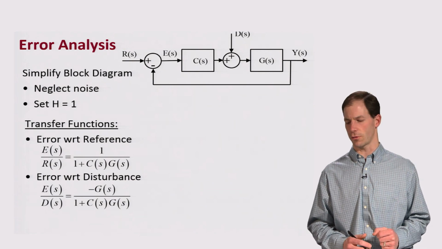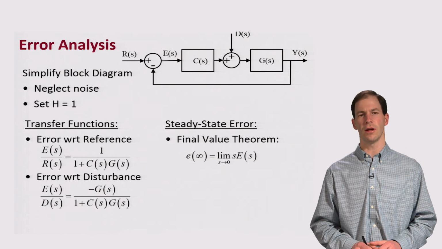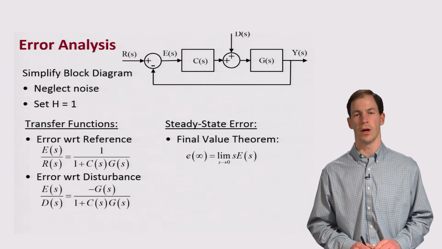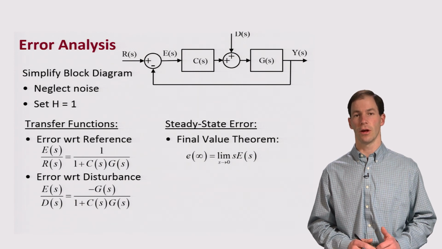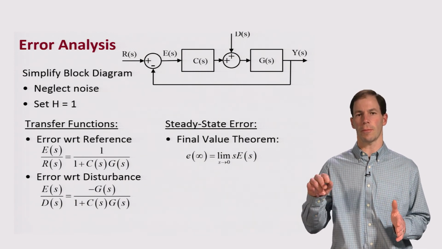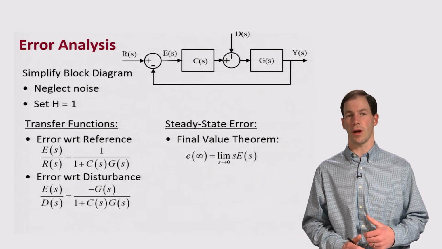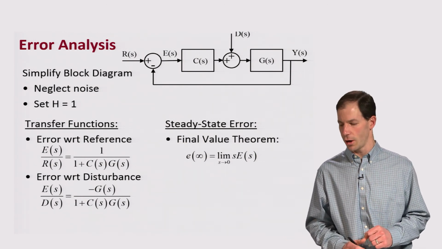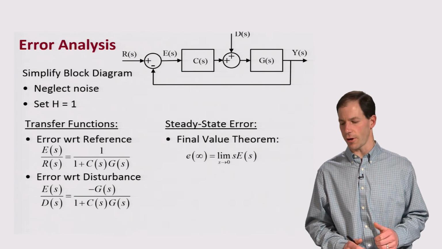So I've generated these transfer functions. What do I do with them? Well, let's say that I'm interested in the steady state error of the system, and perhaps I'm going to have a step input for my reference. So at time equals 0, I'm going to step my reference, and I'm going to look at what the final value of the system ends up at. How much error do I have at the end of time? And the way we can express this is with the final value theorem.